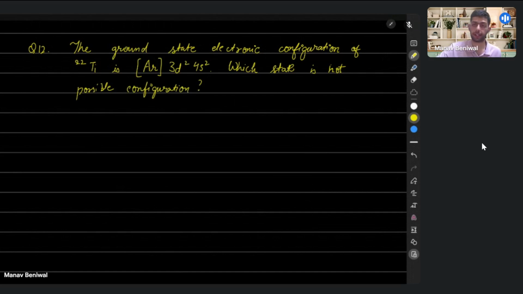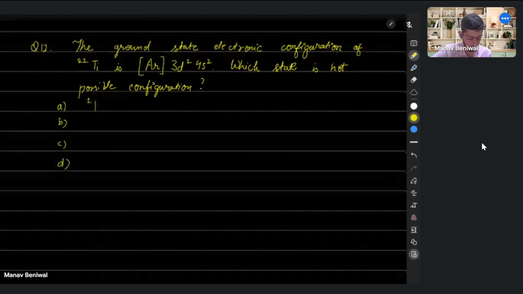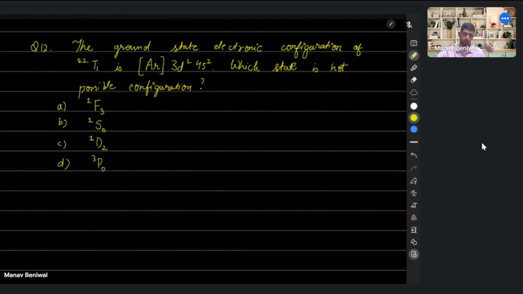So we are given a titanium atom and we are given its ground state electronic configuration. And the question is which state is not a possible configuration for titanium. These are the options.